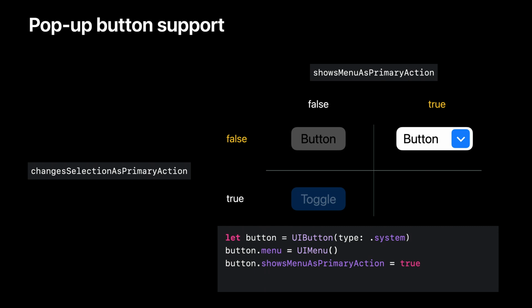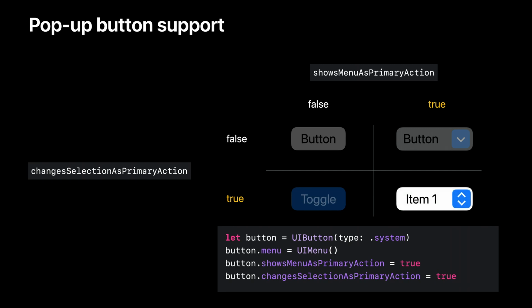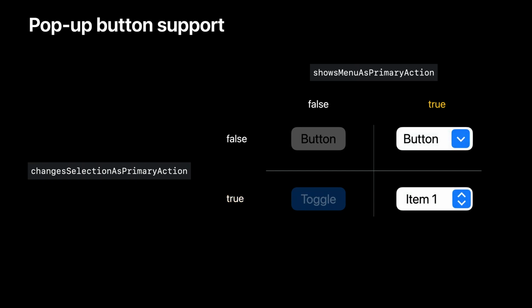If only Shows Menu as Primary Action is set to true, you get a pull-down menu. And if both properties are set to true, you get the new pop-up button. Now, for buttons configured to show a menu as the primary action, the buttons will show the menus immediately with the primary interaction, which is a left click in macOS.